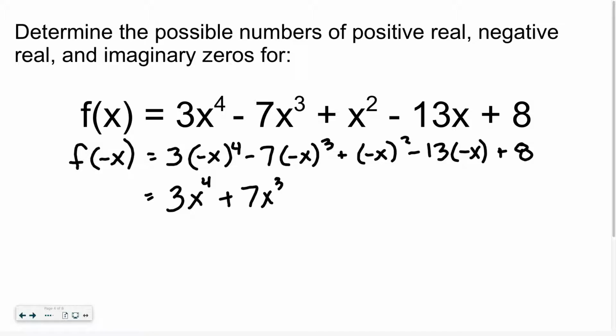What happens when you do negative x quantity squared? It's just x squared. It's just a positive. So this one is not going to change signs, right? It's going to be plus x squared. Negative 13 times negative x? Plus 13x. Look at that. It used to be negative 13x. Now it's a positive 13x. And then the last one doesn't have an x in it, so of course it's not changing signs, right? It's just going to be plus 8.